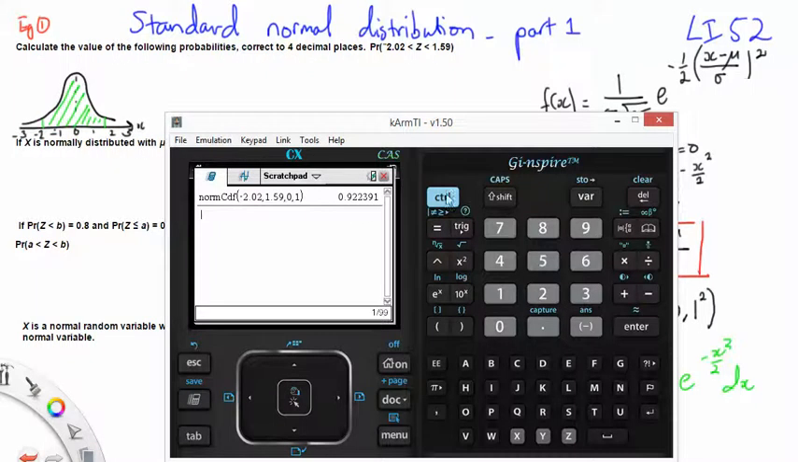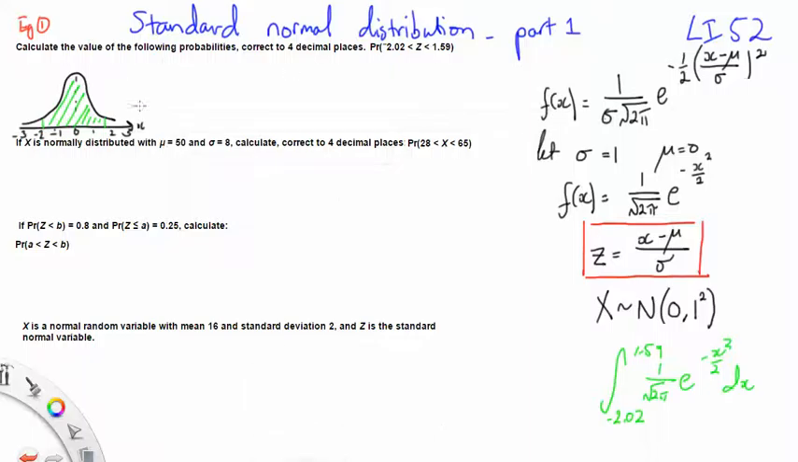It's 0.9224. So we can write that the probability of Z being between -2.02 and 1.59 is 0.9224. That's your answer. And that's the question done.